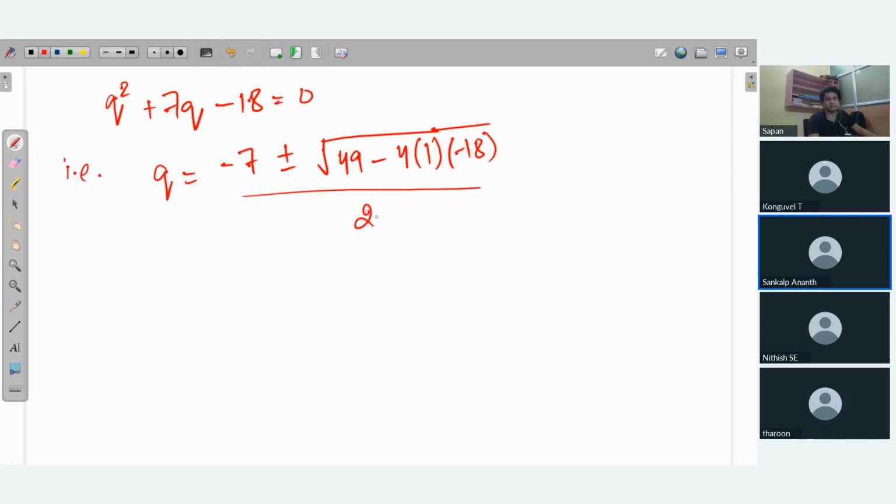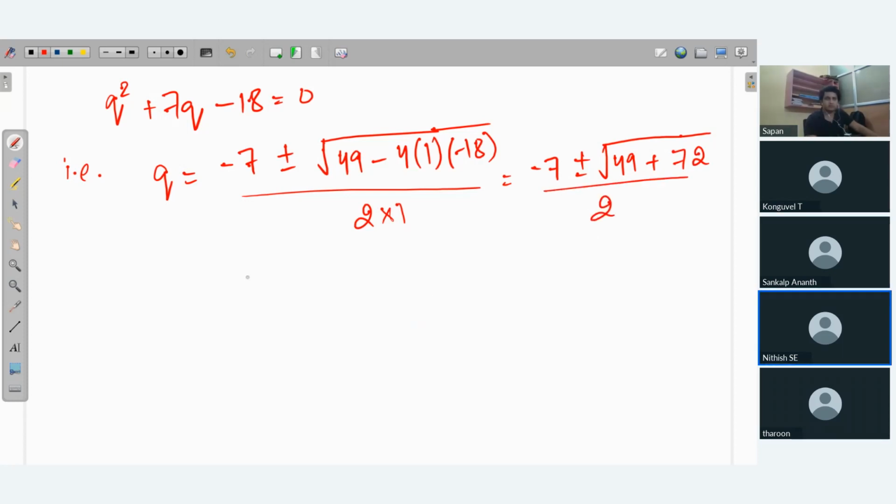Sir, so Q is basically the X in that formula. Yes. Tell me the quadratic equation formula. It is minus B plus or minus square root of B square minus 4AC.